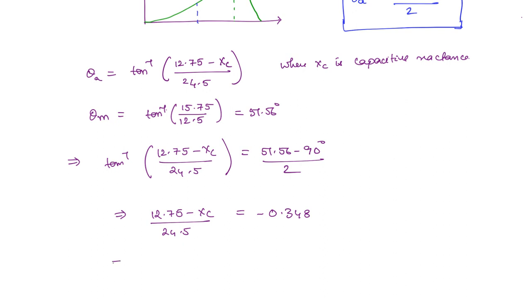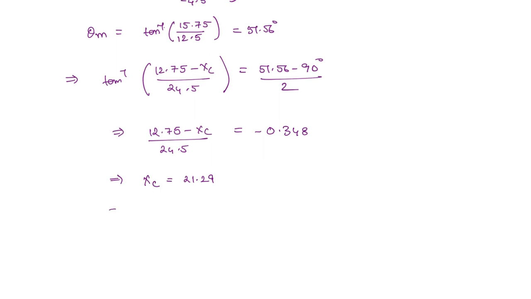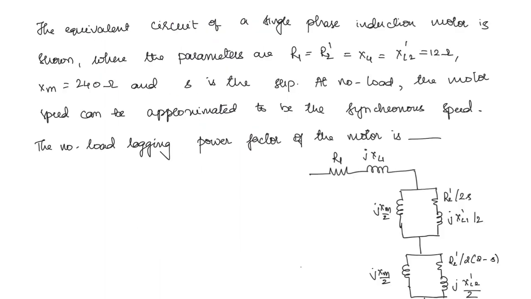So Xc, if you calculate, you are going to get 21.29. What is Xc? It is given by 1 by omega c. So you are going to get capacitance is equal to 1 by 2 pi into the frequency in hertz, which is 50, into 21.29. So you are going to get 149.51 microfarad.